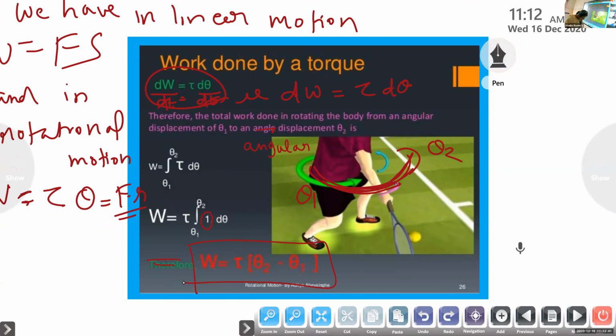Ma'am, tau is the same as torque, right? Yes, tau is the symbol of torque.